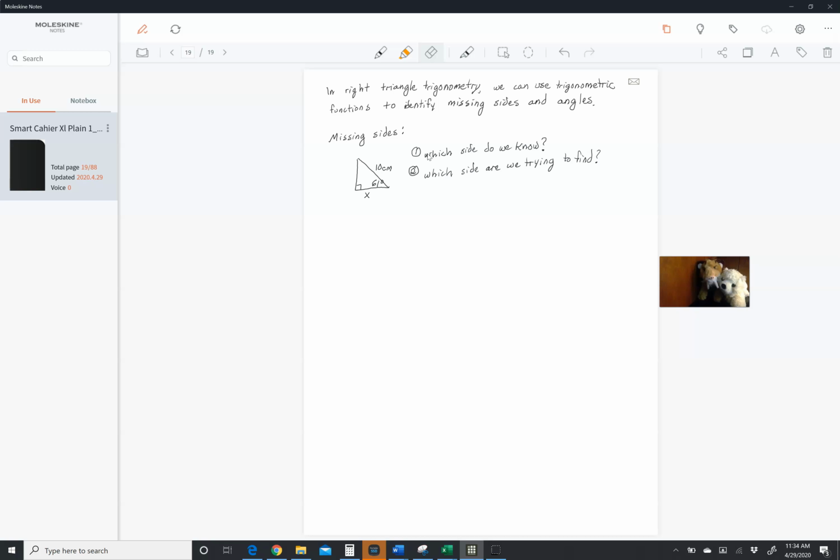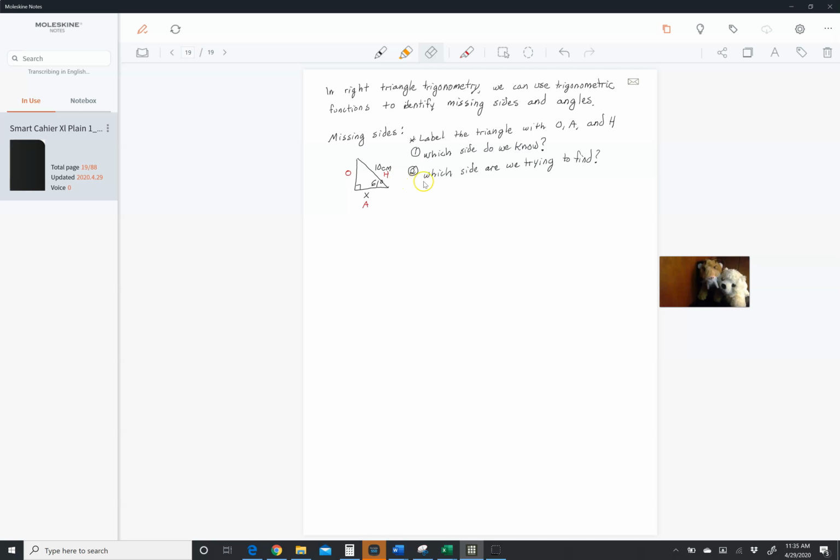So your first step here is to label your triangle because you can't figure out which side we know and which side we're trying to find until we label the triangle, okay? And when we say label the triangle, we mean with your opposite, your adjacent, and your hypotenuse. Okay, so let's do that. So you're given an angle. Here's an angle. That's the angle that we're going to use in order to label our triangle. So the side opposite that angle is this side here. This is opposite. This side x is your adjacent. And this 10 centimeters is your hypotenuse.